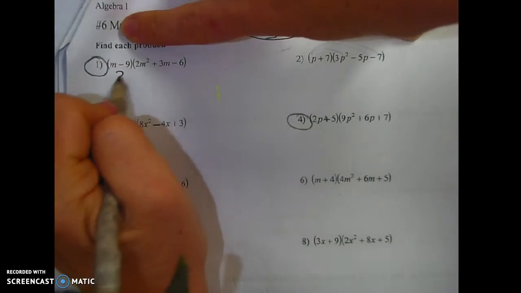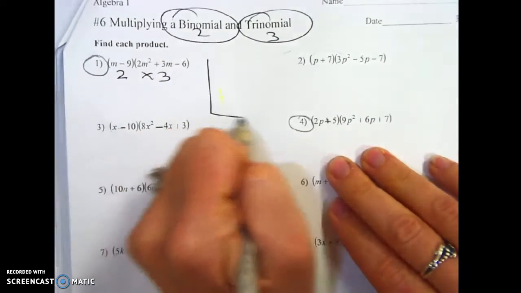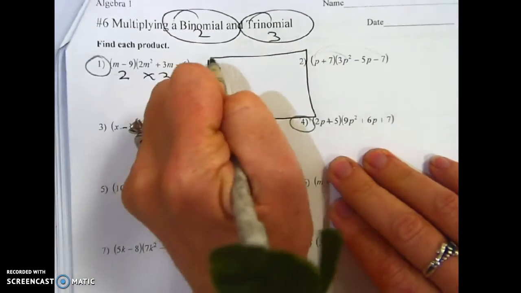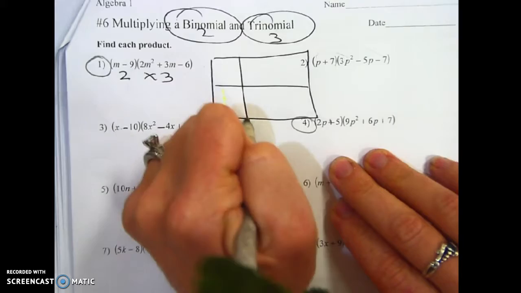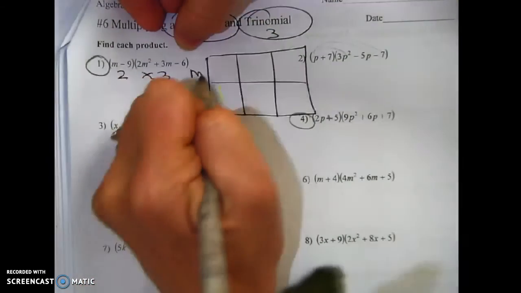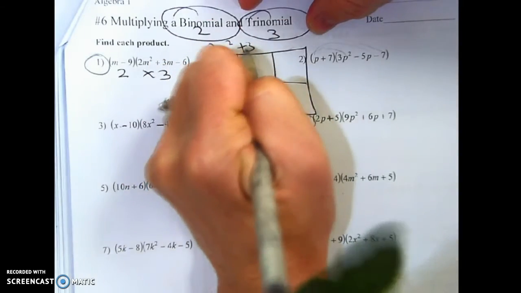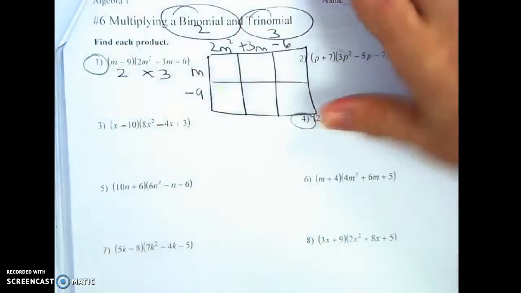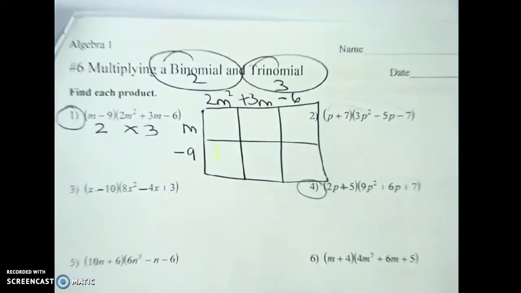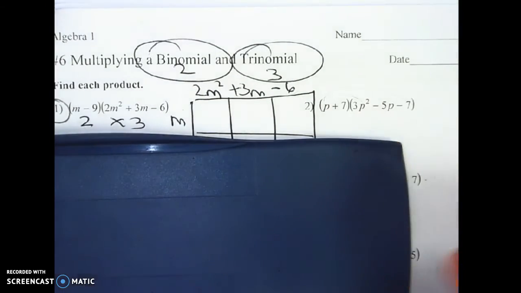So I notice the dimension is a 2 by 3. So I'm going to go 2 down, 3 across. If you feel like you need more paper, there's scratch paper on either side of my room. Okay? So I'm going to go m minus 9, 2m squared plus 3m minus 6. All right. Since there's so much going on, I'm just going to focus on the top row. So I'll cover the bottom row.